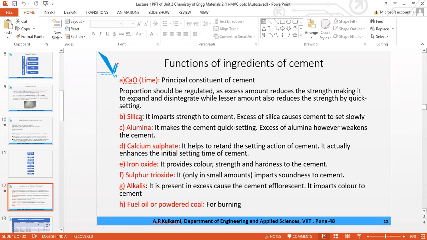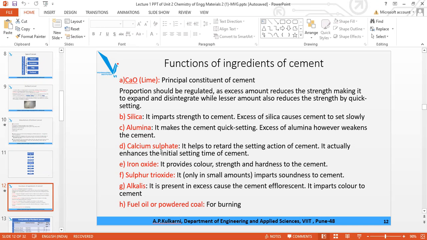So that is the effect of silica. Alumina is for quick setting. Alumina is Al2O3, silica is SiO2. Quick setting means that as soon as water is added, a thick paste forms. It helps for quick setting. Excess of alumina, however, weakens the cement. It reduces the strength. But it helps for quick setting, meaning that within half an hour of adding water, a thick paste forms like a stone, and that is the function of alumina.